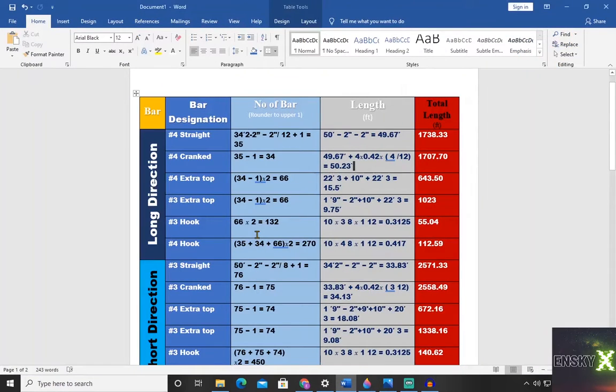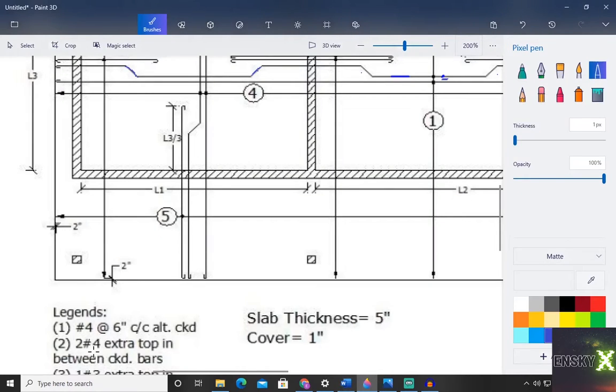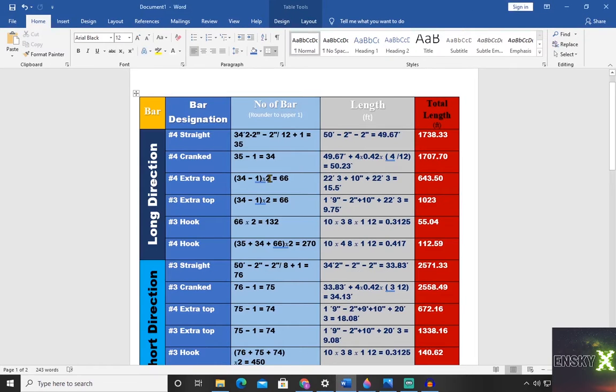So the calculation is very simple. We have to just minus 1 from the number we get in the crank. In any calculation you have to just deduct 1 from the number of bar we get from the crank estimation. Then we have to multiply it by 2. Why do we multiply it by 2? Because it's saying 2 #4. If there is no 2 put up here, then we are not going to add those 2. So there is 2 given, so we are going to multiply it by 2, then we are getting the 66 number of bar.